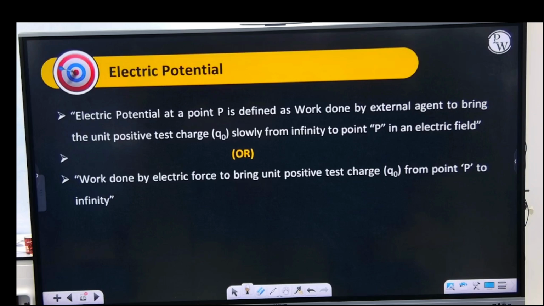Can anyone try its dimensional formula? Potential dimensional formula? Work done per unit test charge. Do you know the dimensional formula of work done? Do you know the dimensional formula of charge? ML²T⁻² is work done, and charge is current into time, A into T, right? Let us write this. Finish this, please.